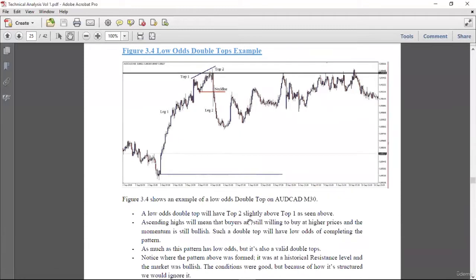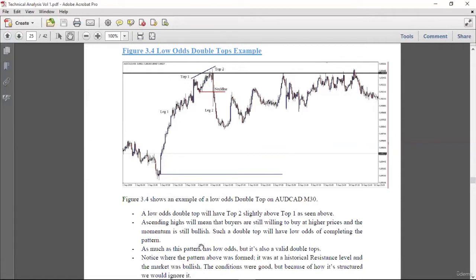A low odds double top will have top two slightly above top one. So if you have top two slightly above top one, that's an example of a low odds double top. Ascending highs will mean that buyers are still willing to buy at high prices and the momentum is still bullish. Such a double top will have low odds of completing the pattern. So if buyers are still willing to buy, then chances are it's not going to go down. It might go down for maybe a short time, then start to consolidate or maybe continue in the previous trend. So something like this is not high probability.